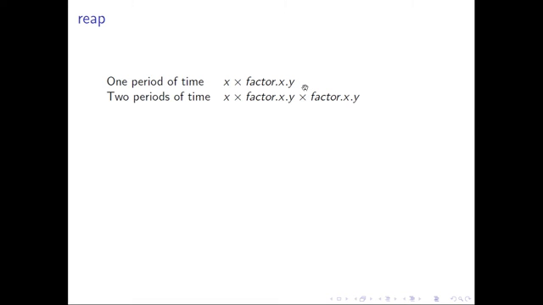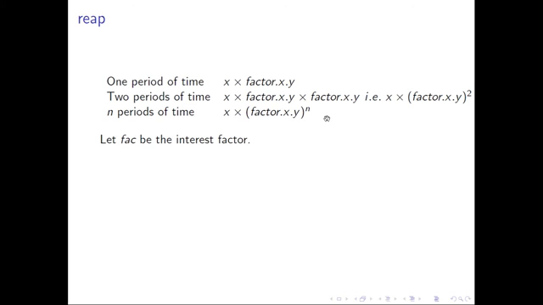Now, after 2 periods of time, assuming compound interest of course, it will be X multiplied by factor of X of Y multiplied again by factor of X of Y, which is the same as X multiplied by factor of X of Y all squared. Now we can see the pattern. For n periods of time, it will be X times factor of X of Y to the power of n.